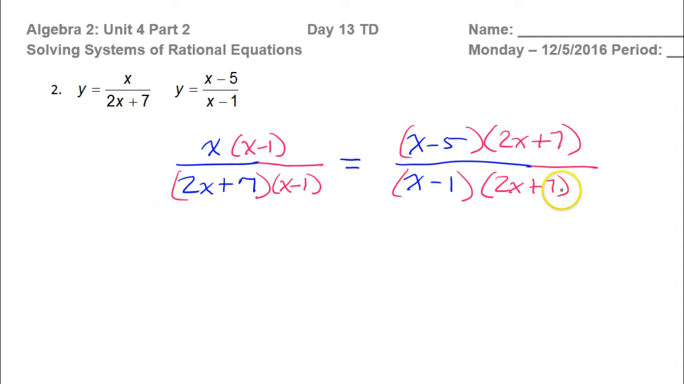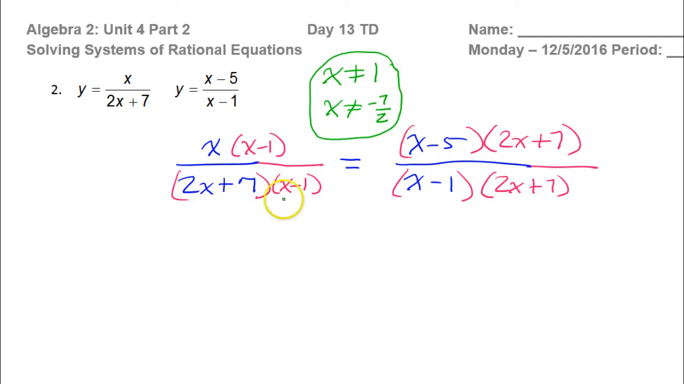Now the denominators are the same. Before I cancel them out though, I'm going to just quickly mention the excluded values. Because of the x minus 1, if I set that equal to 0, I find that x cannot equal 1. If I set 2x plus 7 equal to 0 and solve, I get negative 7 over 2. So these are my excluded values. Watch out to make sure that none of your solutions turn out to be one of these.